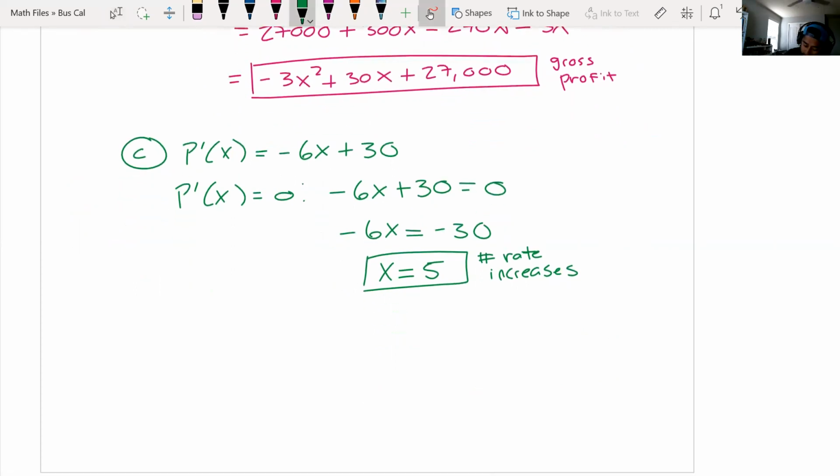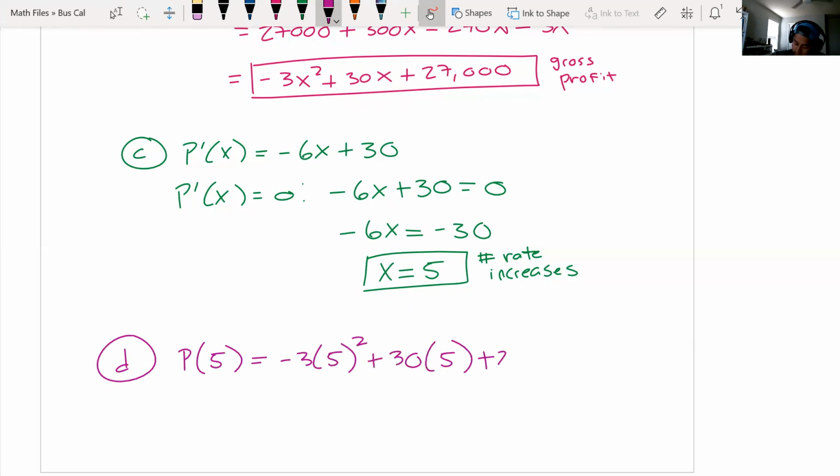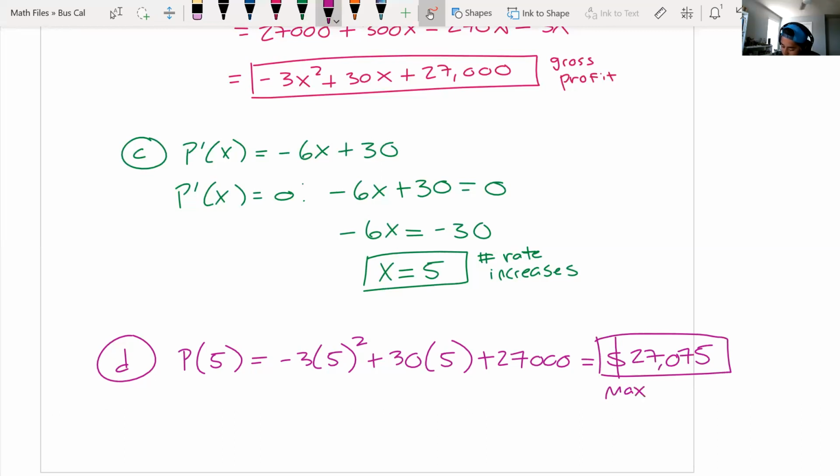So let's see. We'll have P of 5, and that'll be negative 3 times 5 squared plus 30 times 5 plus 27,000. And we'll make 27,075 bucks as our max gross profit.